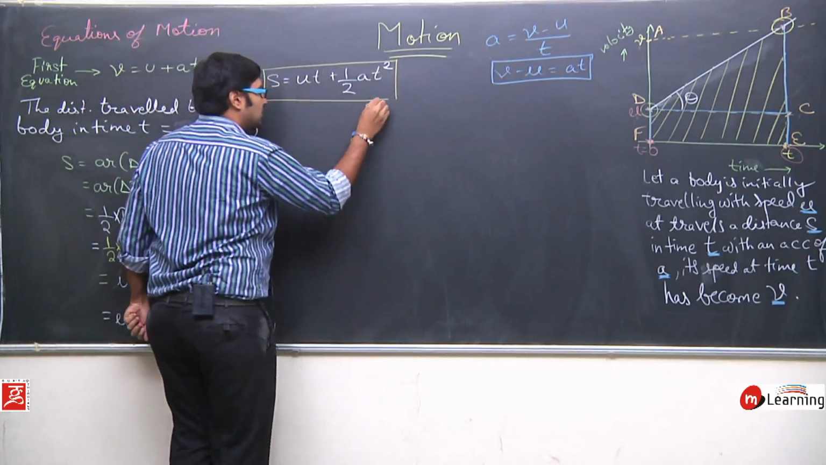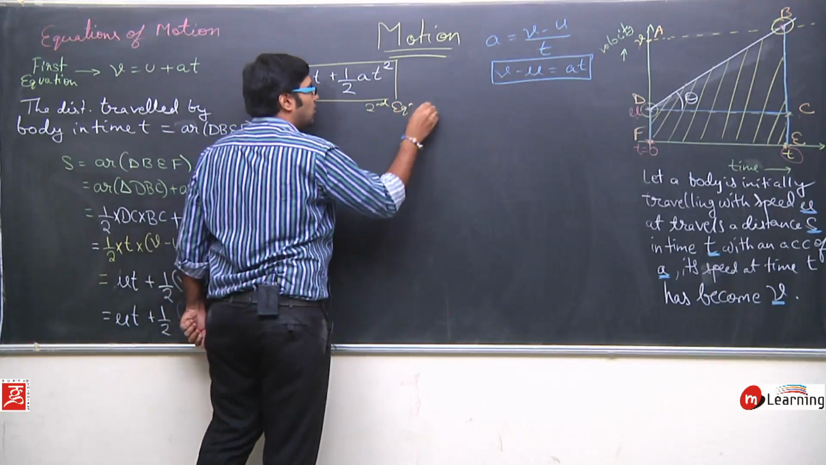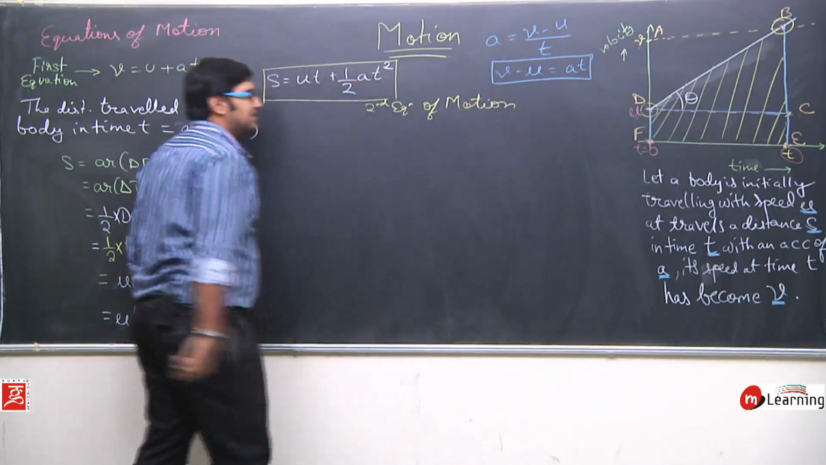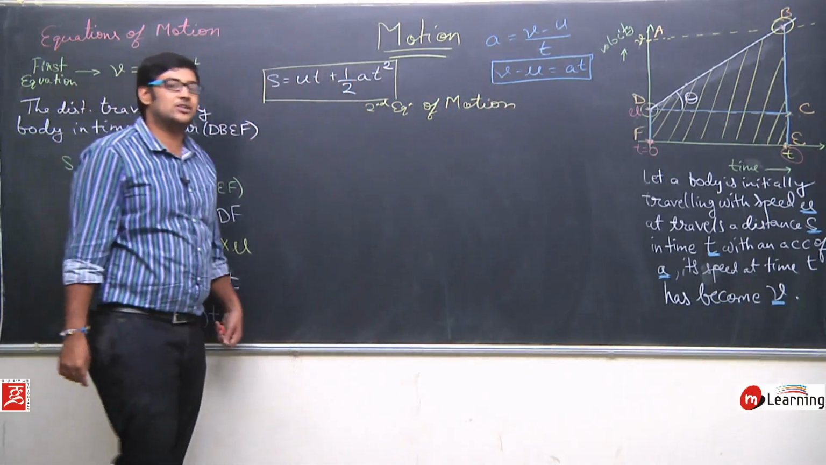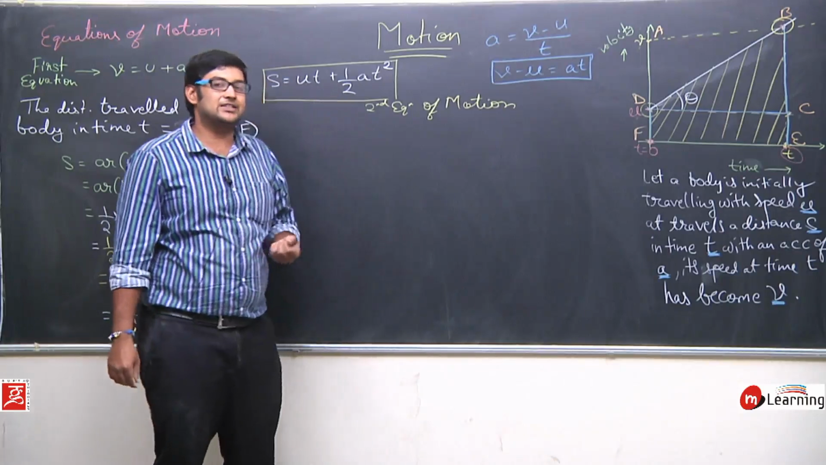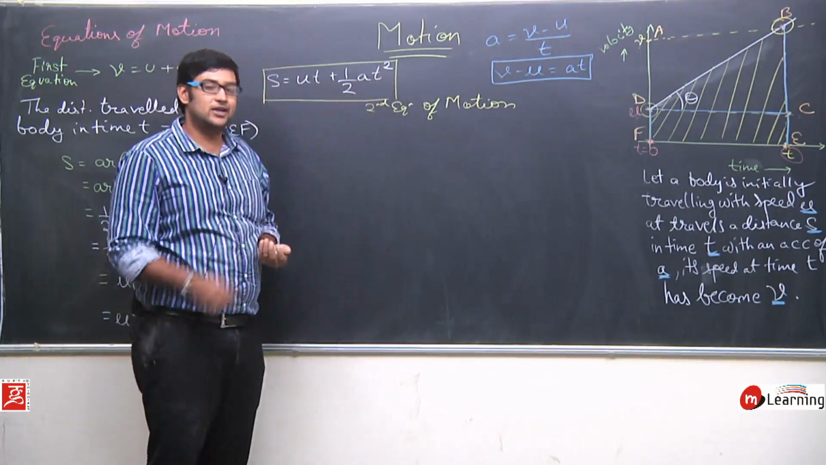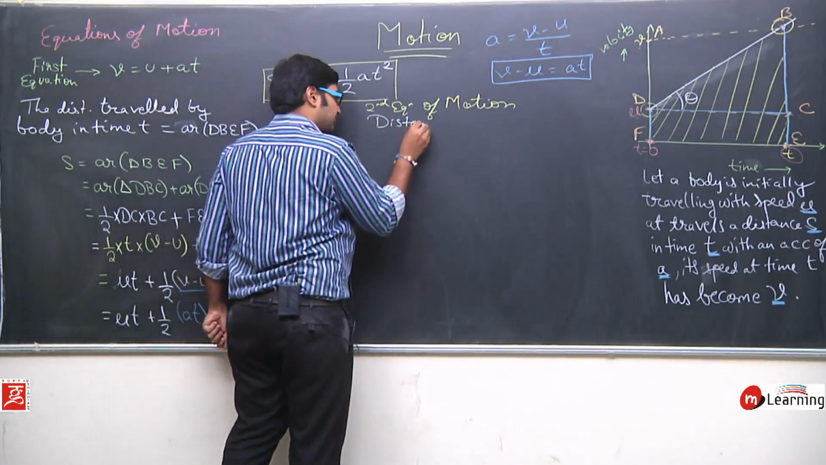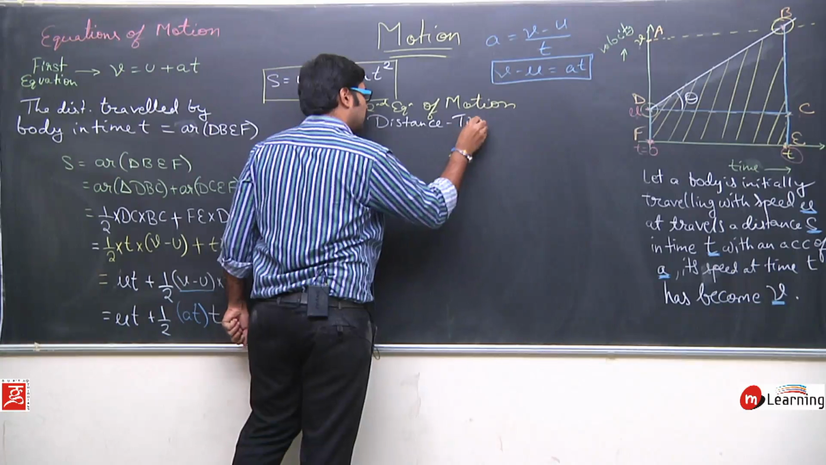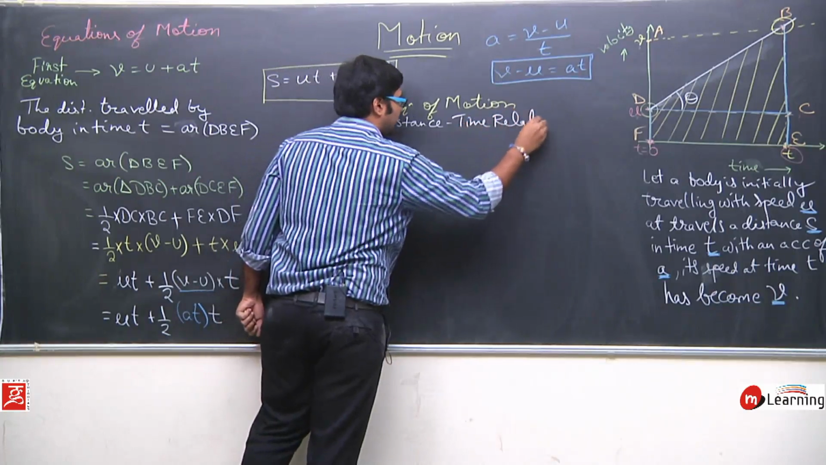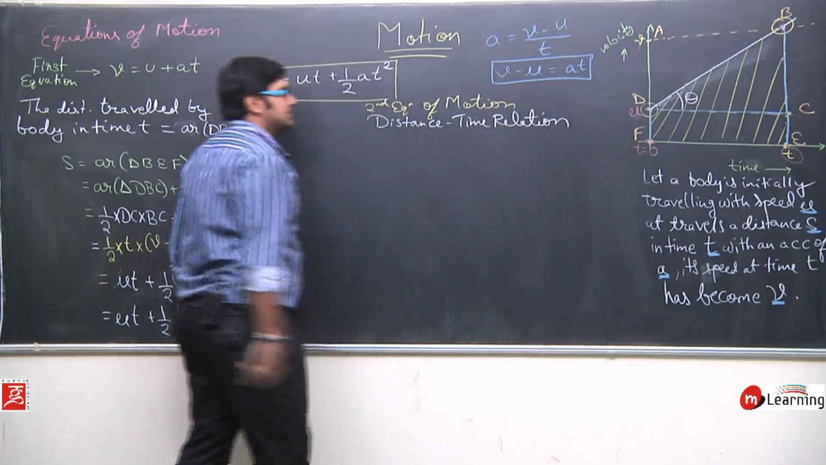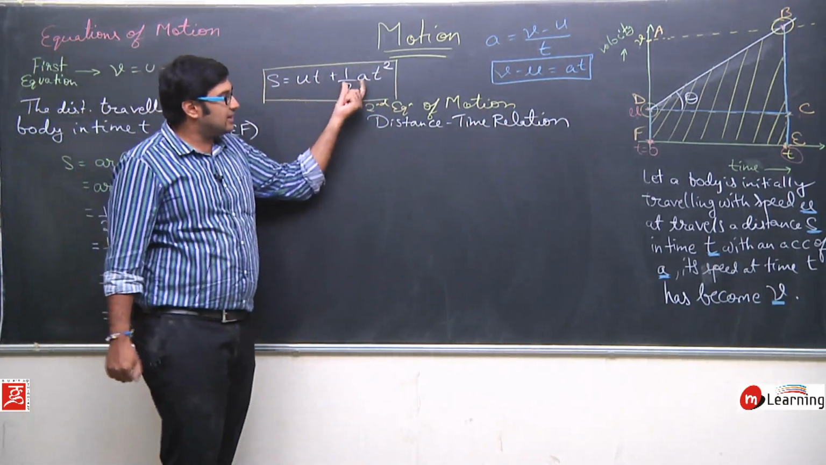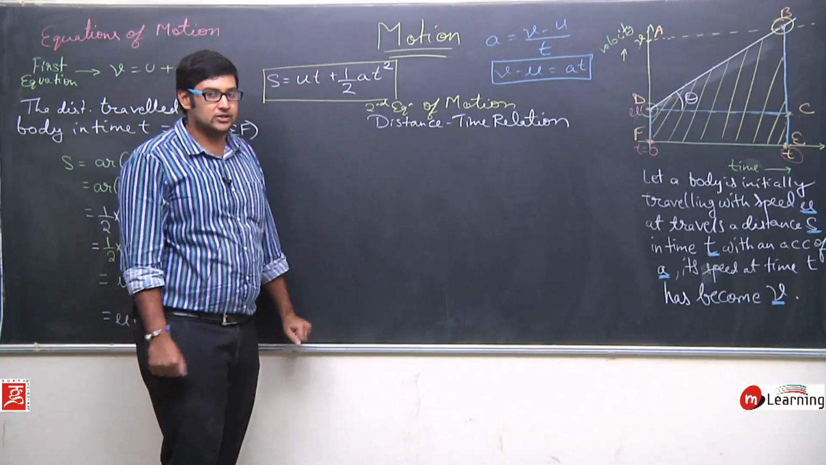and we call this condition the second equation of motion, okay. It represents a relation between distance and time. So it's a distance-time relation. It will give you the relation between distance and time, okay. So in this way we can derive the second equation of motion.